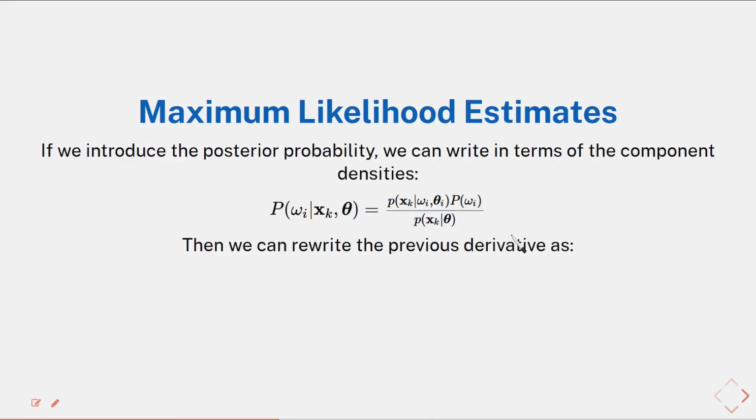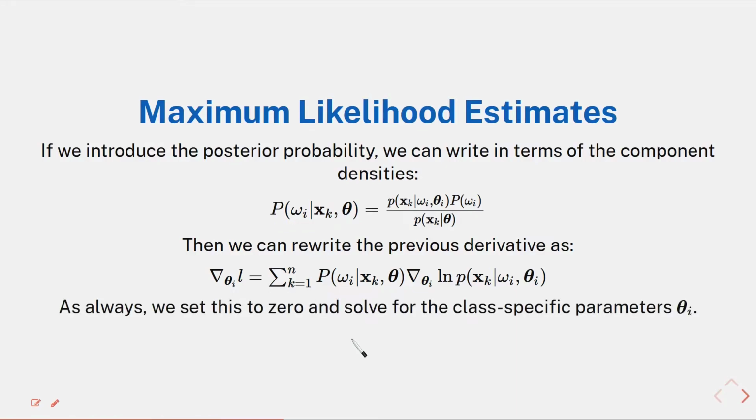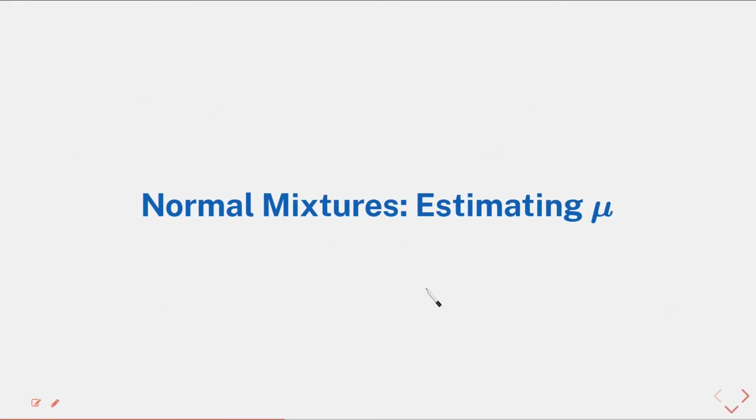So then we could write the previous derivative using this substitution. We basically take this and use this term in our log likelihood over here. This is the summation of all the samples. This is the theta with respect to each class. And this is what that looks like. Then we set this equal to 0, and we solve for the class-specific parameters theta sub i. We'll show how to do that in a second.